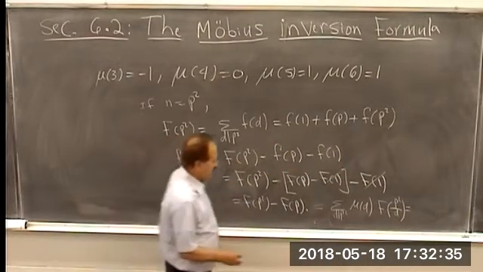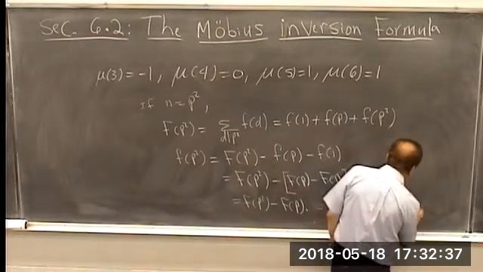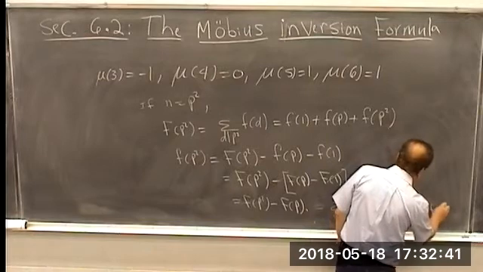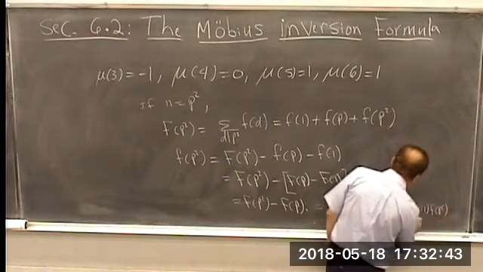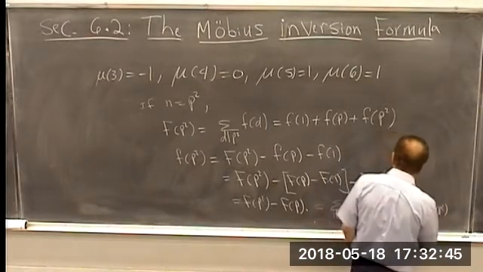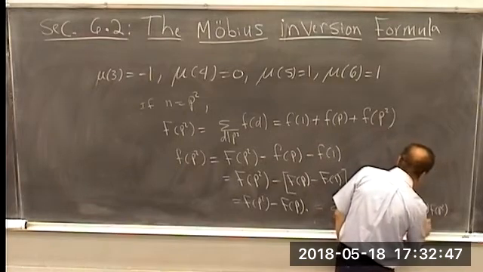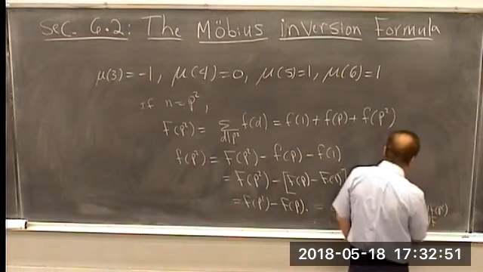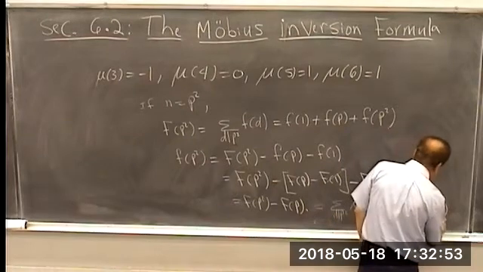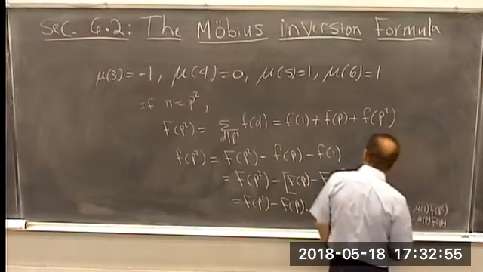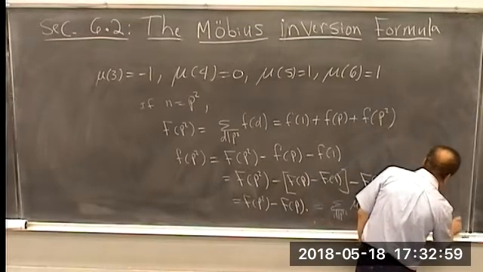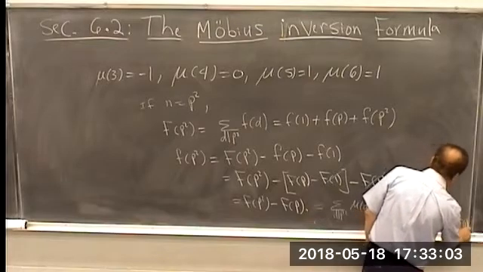Again, it's going to be mu of 1 times capital F of p squared, then plus, when d is equal to p, we're going to have mu of p and capital F of p squared over p, that's going to be p. And when d equals p squared, we're going to come up with mu of p squared times capital F of 1.